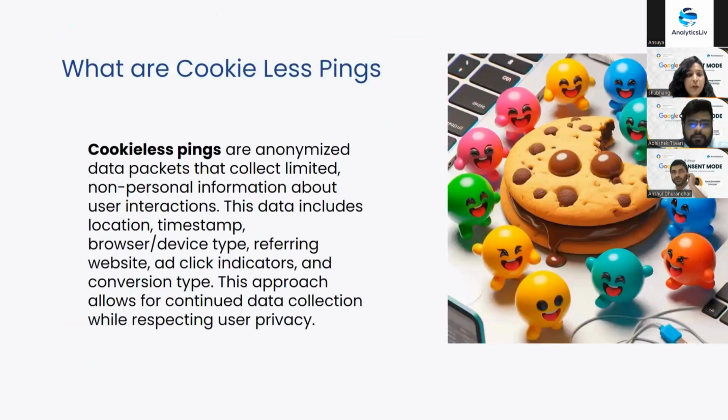Cookieless pings are anonymized data packets that collect limited and non-personal information about user interaction. This data includes, as I already mentioned, location, timestamp, browser, device type, which website we are coming from, ad click interaction, and the conversion type. Basically, this approach allows for continued data collection while respecting user privacy, which means if the user has denied consent, we will still be collecting this data. We will be sending a cookieless ping.